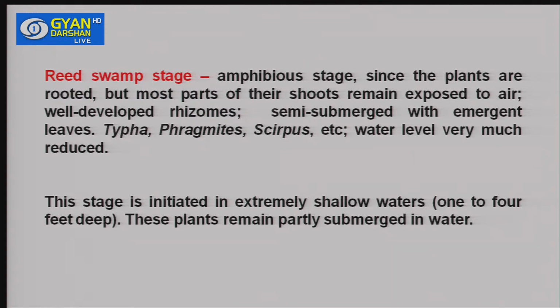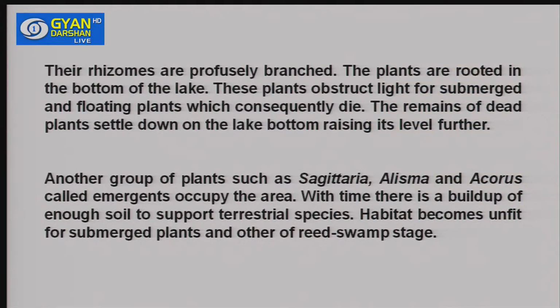This stage is initiated in extremely shallow water, because by this time the water has become tremendously shallow, due to more and more decomposition of organic matter and the dead and decomposed plant materials of the earlier stages. Their rhizomes are profusely branched. The plants are rooted in the bottom of the lake. These plants obstruct light for submerged and floating plants, which consequently die. In addition, there are some other groups of plants like Sagittaria, Alisma, which are called the emergents, and they occupy the area. So that is the characteristic of the reed swamp stage.